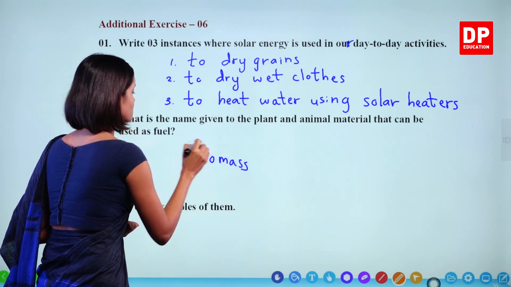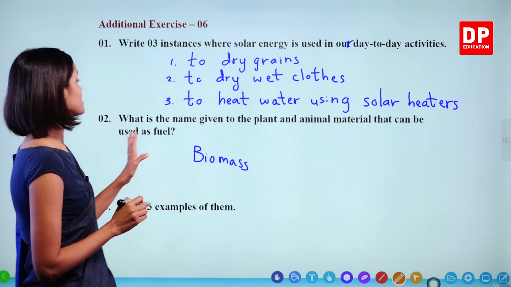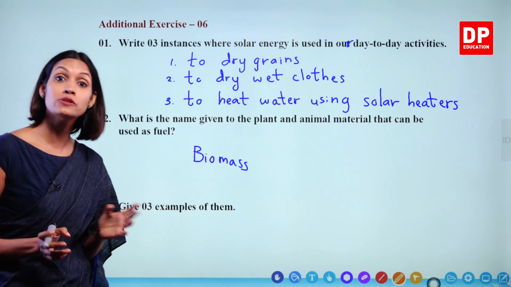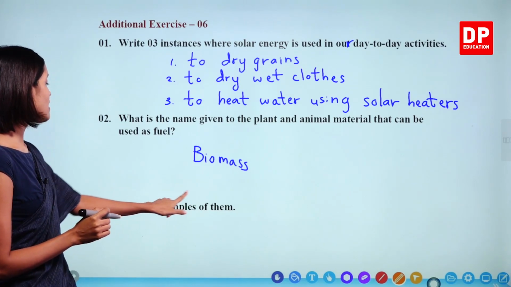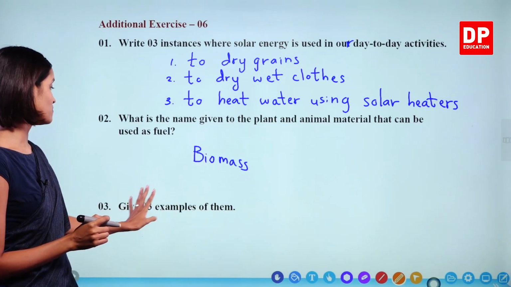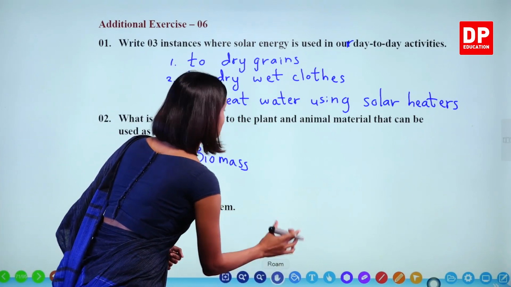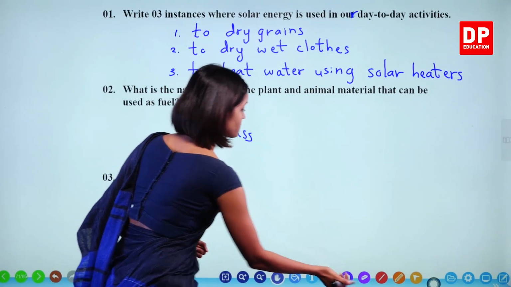Biomass. Right? What is the name given to the plant and animal materials that can be used as fuel? Biomass. Give 3 examples of them. Means give 3 examples for biomass. Now we know many examples. We will write some of them.